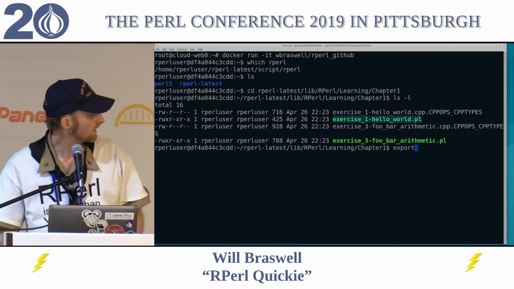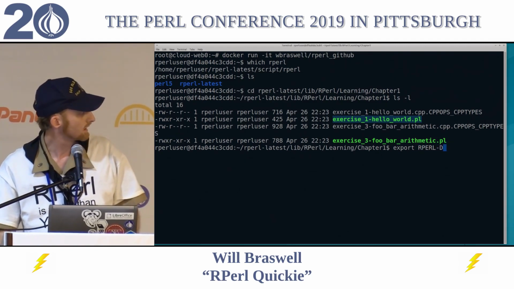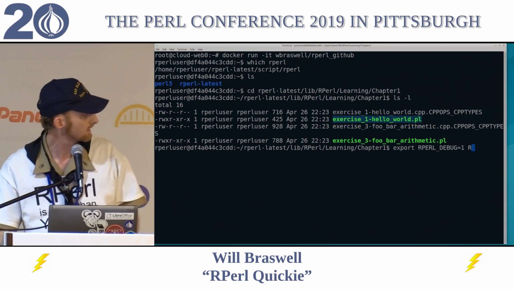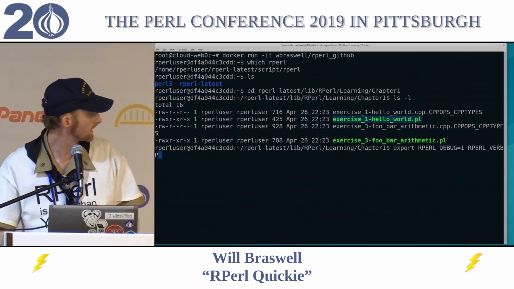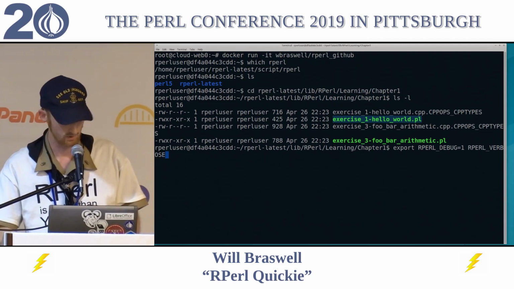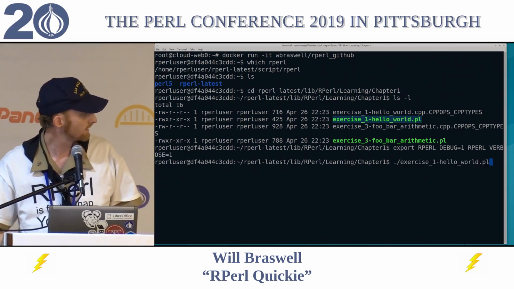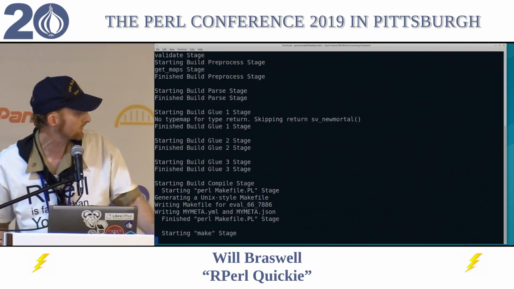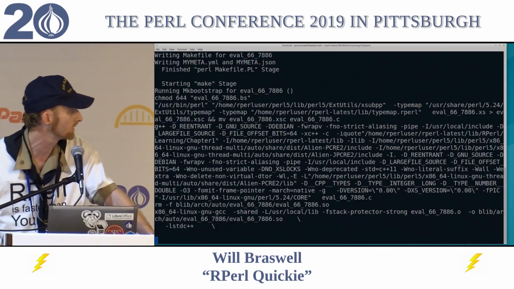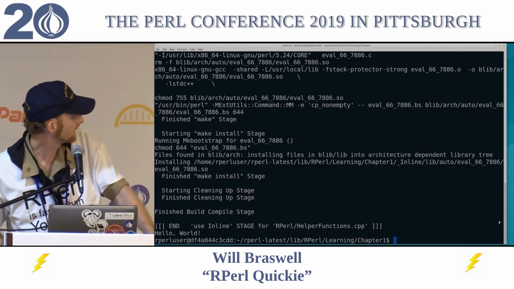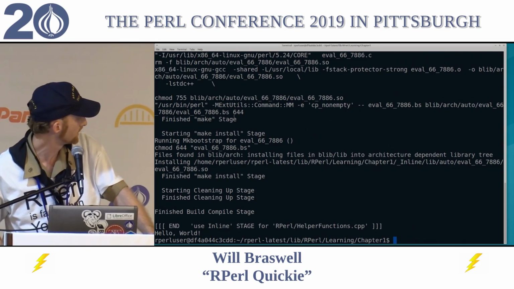So I'll export 2 variables real quick just so that we can actually see what's happening, the debug and verbose. And then we will simply run this code. It's going to do a bootstrap because it has a bunch of RPerl code itself. It was quite quick, and then it ran. And this, you can see at the very bottom there, it did give us the hello world as the output.